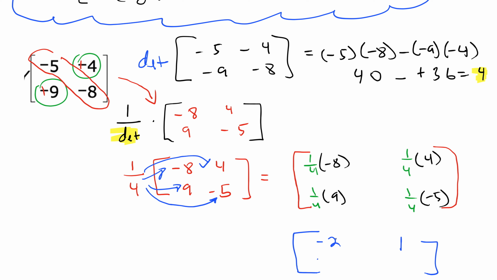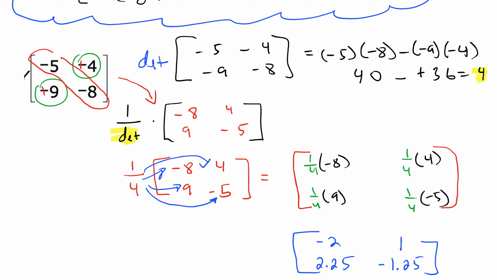You said, wait, 9, 2.25. And then what about the other one? -1.25. Okay.